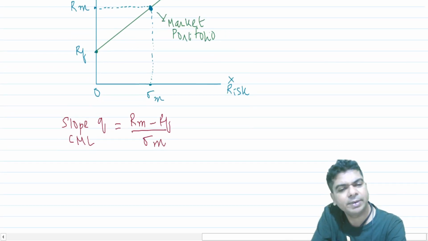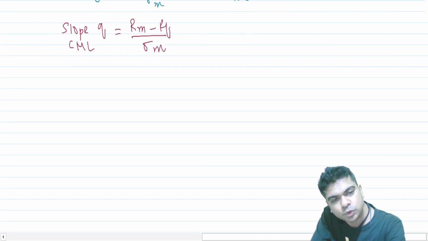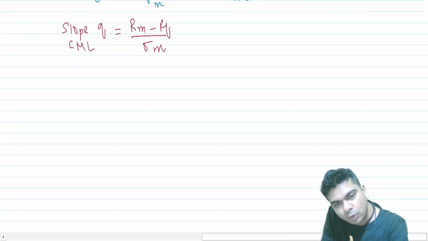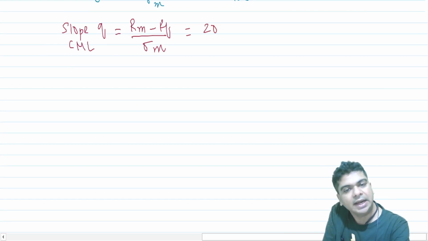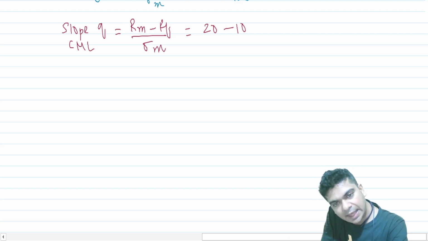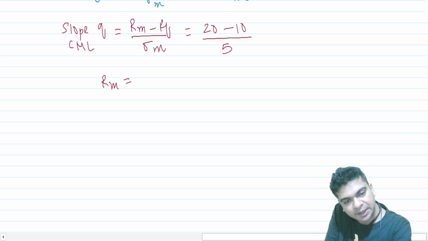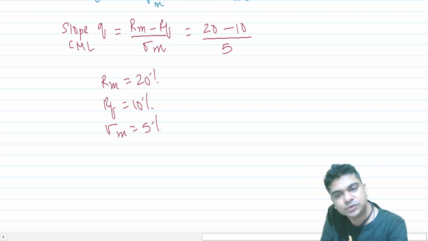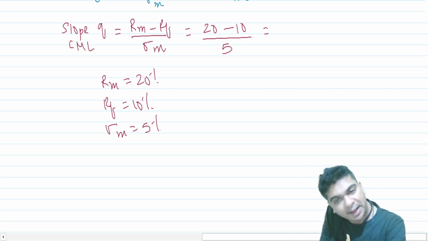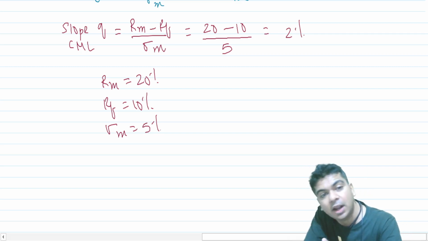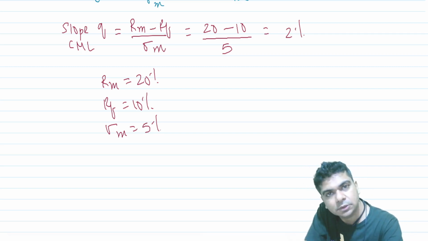Let us take some figures and it will become clearer. So the slope of the capital market line. Let us assume for a moment that RM is 20, RF is 10 and market standard deviation is 5. I'm just assuming that market return is 20%, risk-free rate of return is 10%, and the risk of the market is 5%. So this will be 10 by 5, so I get 2. So your slope of the capital market line is turning out to be 2%.